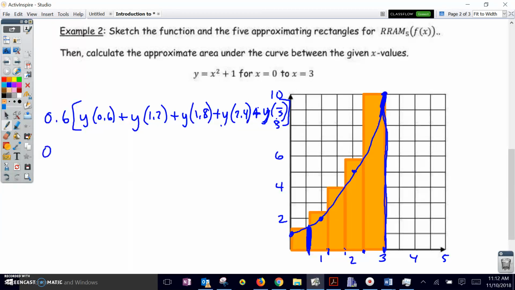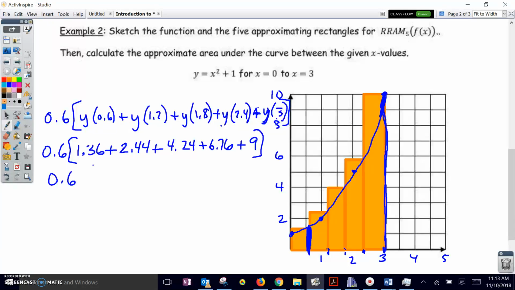And then I'm going to find all of those y values. Y of 0.6 is 1.36, and y of 1.2 is 2.44, and y of 1.8 is 4.24, and y of 2.4 is 6.76, and y of 3 is 9.